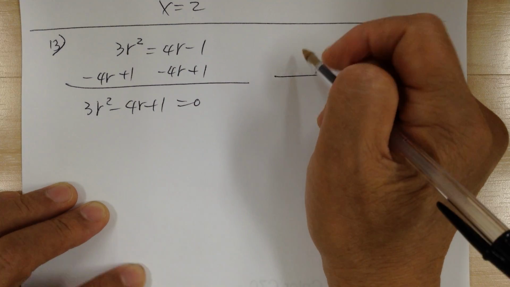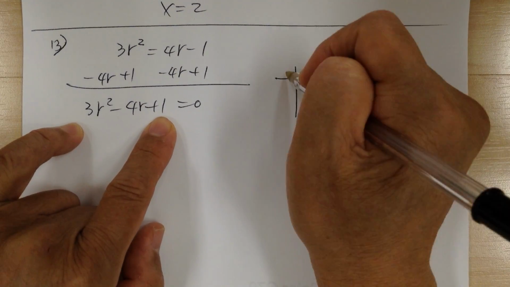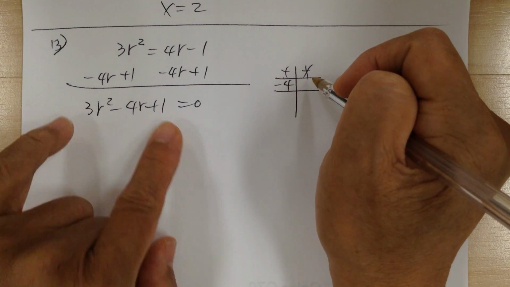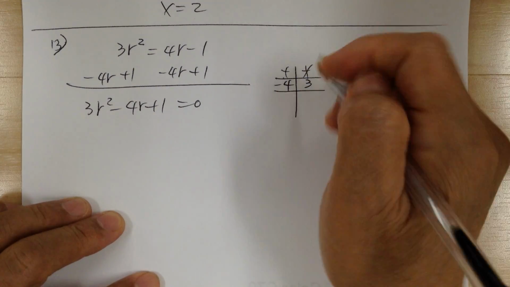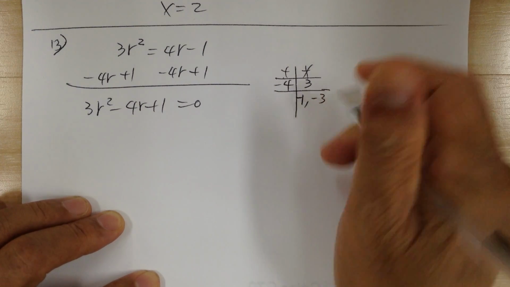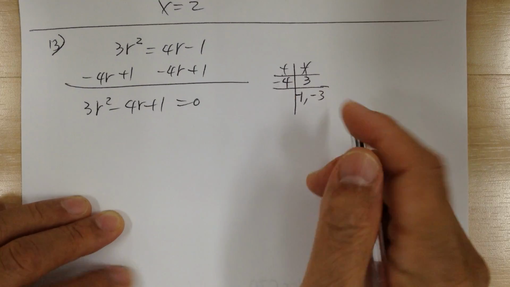So step 1, 2, 3, 4. So this is step 4, master product. So you need to add to get to -4. You have to multiply to get to 3. Okay, so the correct combination would be -1, -3, right? Multiply, get that, you add, you get that.